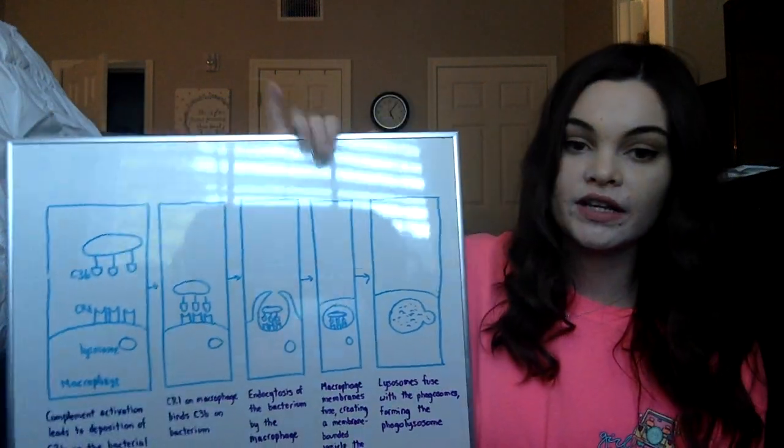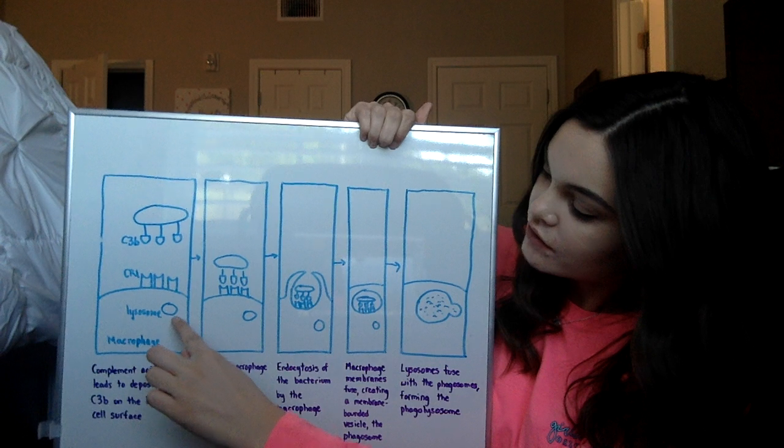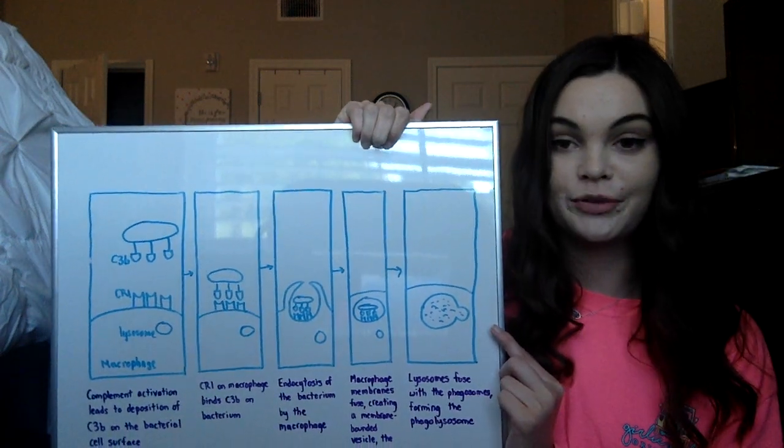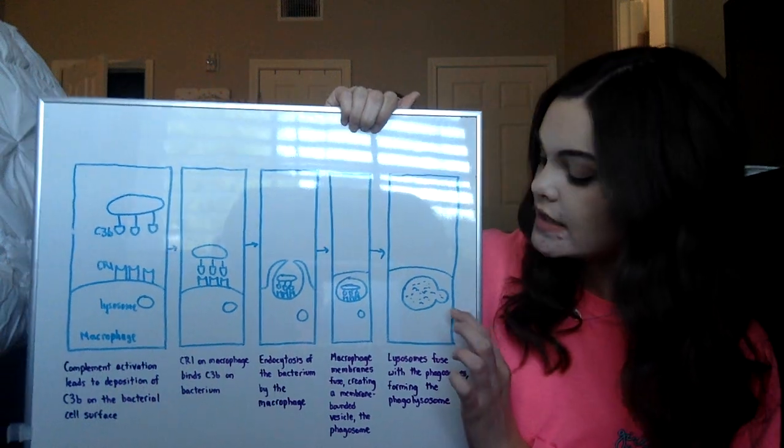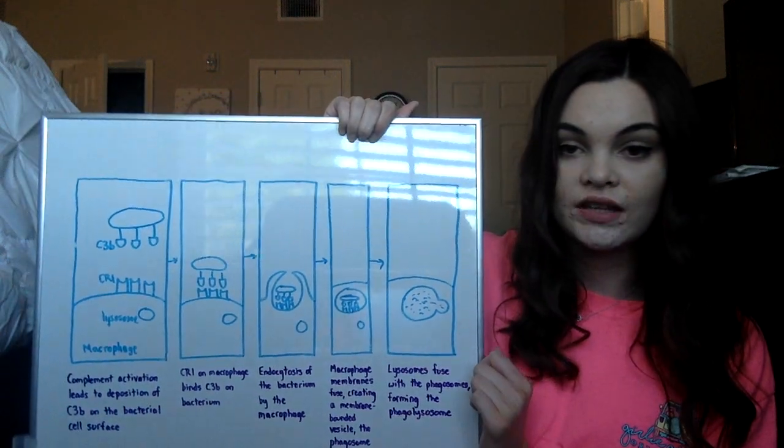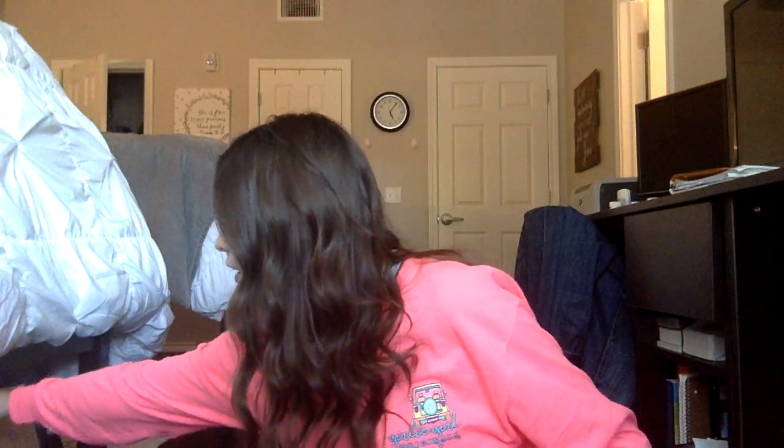Now, in this last box, the lysosome that was originally right here has fused with the phagosome and formed what we call a phagolysosome. It releases enzymes and other things into the phagosome that break down the pathogen and cause it to die.